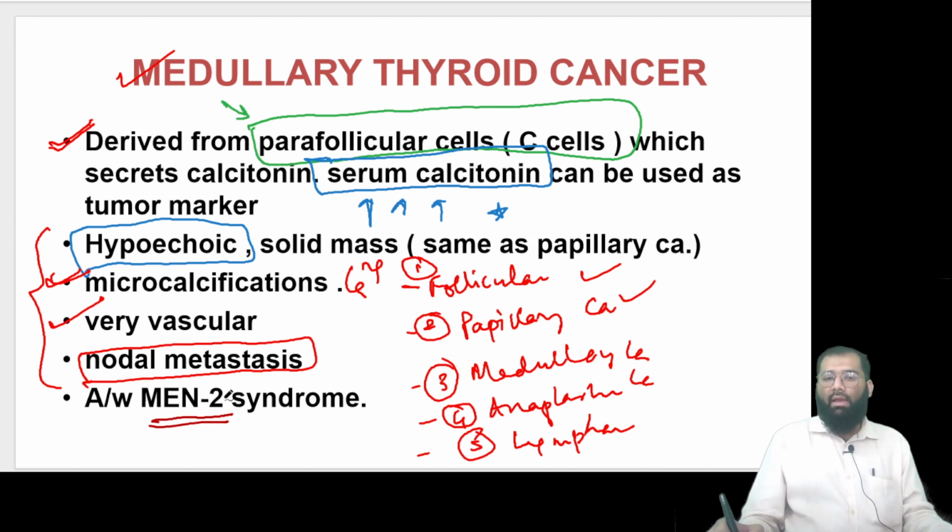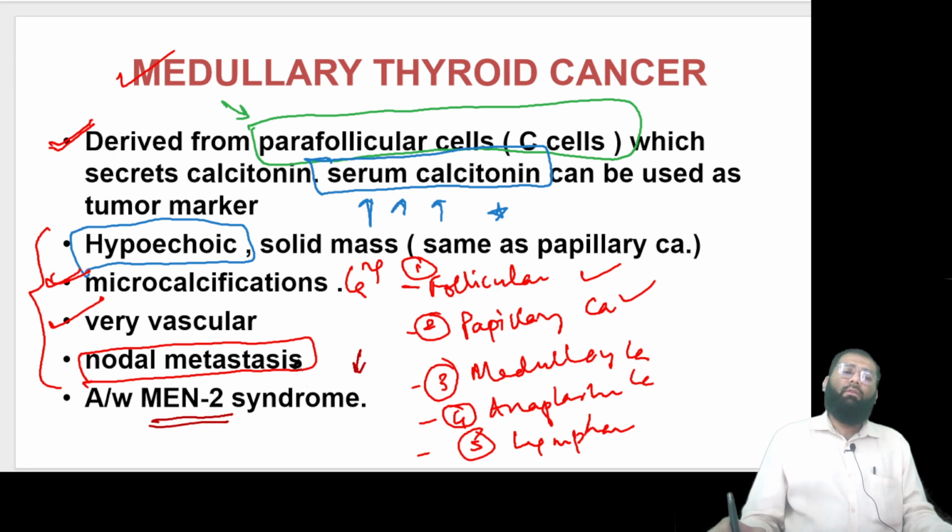So whenever FNA turns out to be medullary carcinoma of thyroid, you should look for other neoplasms of MEN syndrome like pituitary adenoma, pancreatic neuroendocrine tumor, then pheochromocytoma. These can be associated if this patient has MEN2 syndrome.